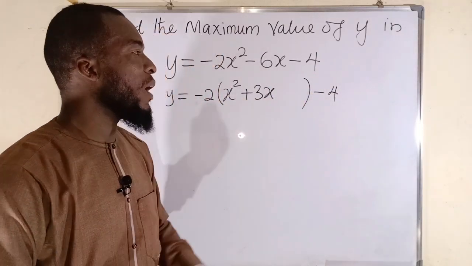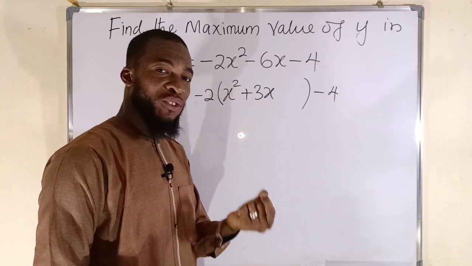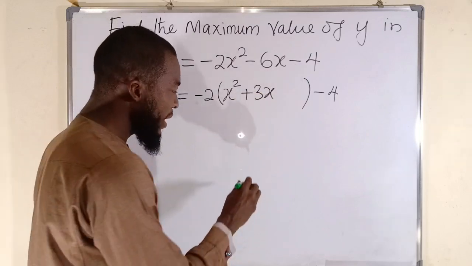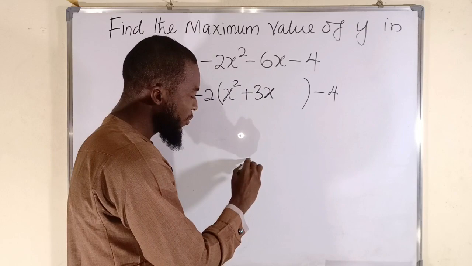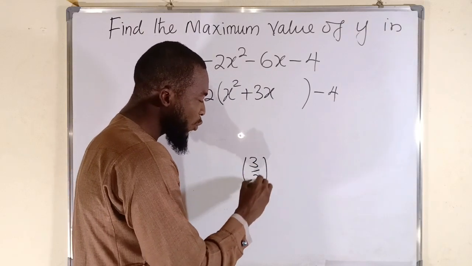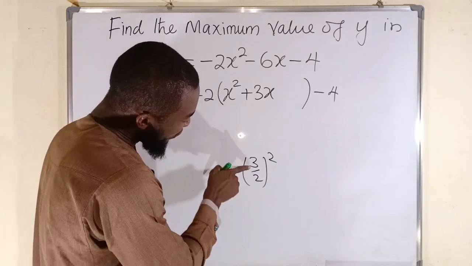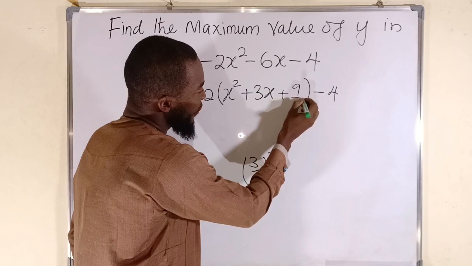And what will be this number? We want to transform this binomial into a perfect square quadratic trinomial. And the number to add here will be square of half of the coefficient of x, which is 3. So 3 divided by 2 all squared will be the magic number you're going to add here. So this is going to give us 9 divided by 4, right? So this is 9 divided by 4.